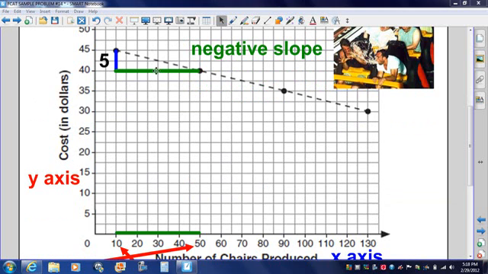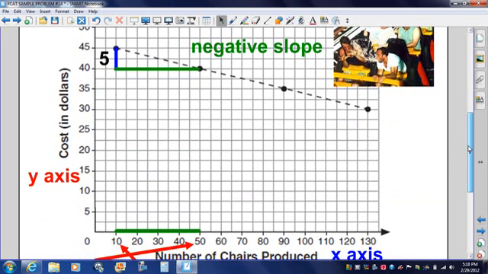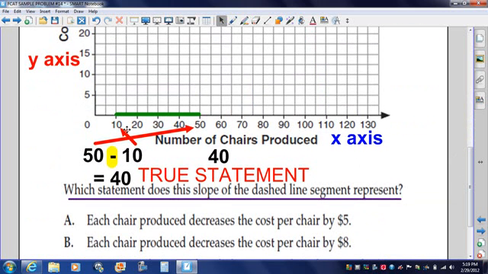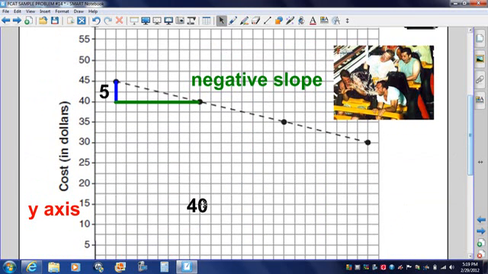I'm going to do the same thing to figure out my run. So I'm going to translate the green line segment down to the bottom. Notice that the green line segment lies between 10 and 50. So here's where I got 10 from. There's where I got 50 from. The difference between 50 and 10, 50 minus 10 is 40. So if you would, on your paper, you are going to label the run as 40.